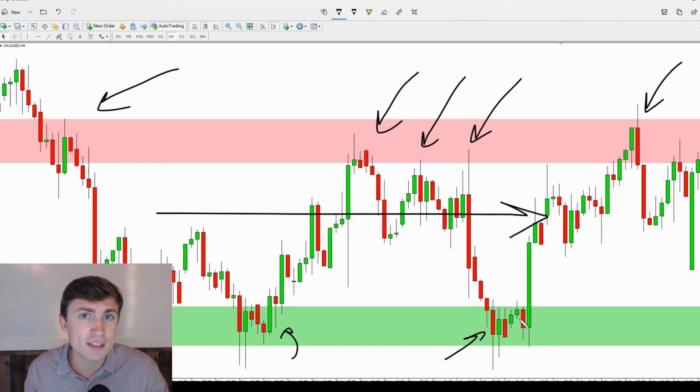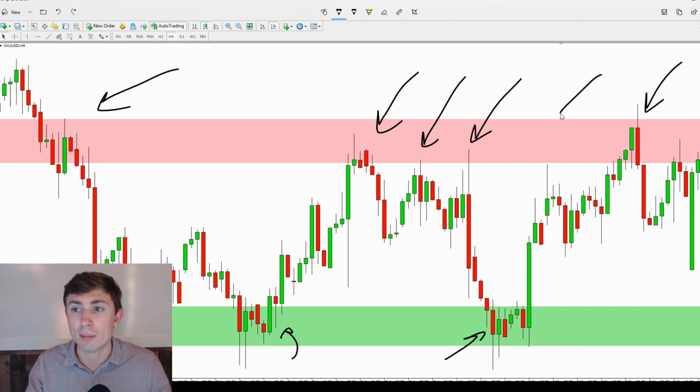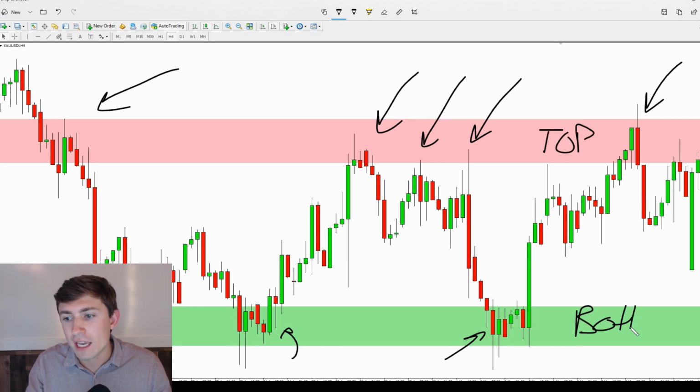You could also call this a kind of sideways channel. That's another way of putting it. But I like to just think of it as a range-bound market. Why? Well, here's the top of our range and here's our bottom. Actually, we'll put top, right? And we'll put bottom. So we have a top and bottom to this range. And with that comes some interesting opportunities.